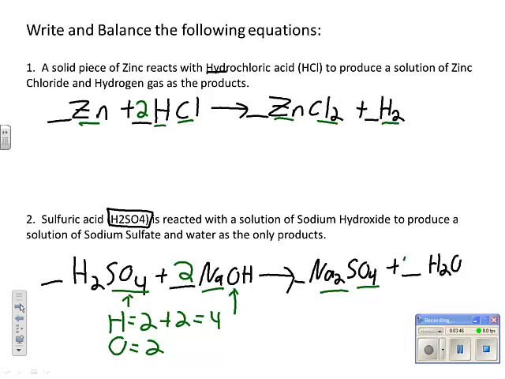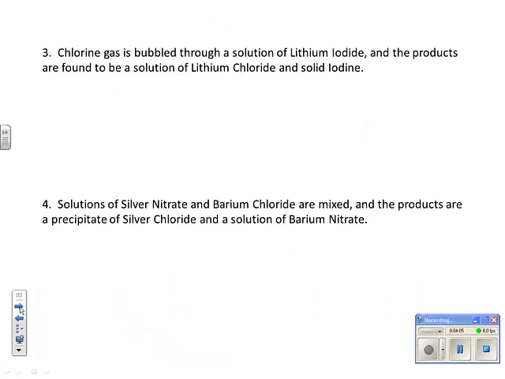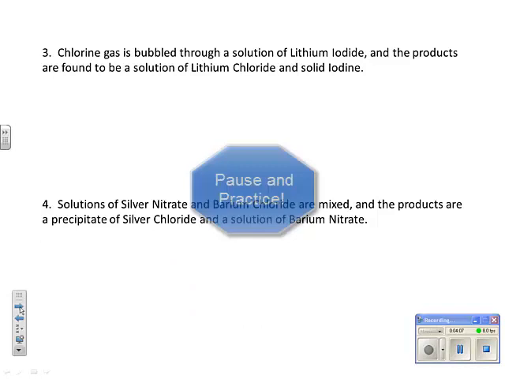Well, that's easy, just like that. So we have 4 hydrogens on the left, 4 hydrogens on the right. 1 sulfate, 2 sodiums, 2 hydroxides. Well, and then 2 oxygens and 2 oxygens. Okay, the next 2, try them on your own and see how much you know.